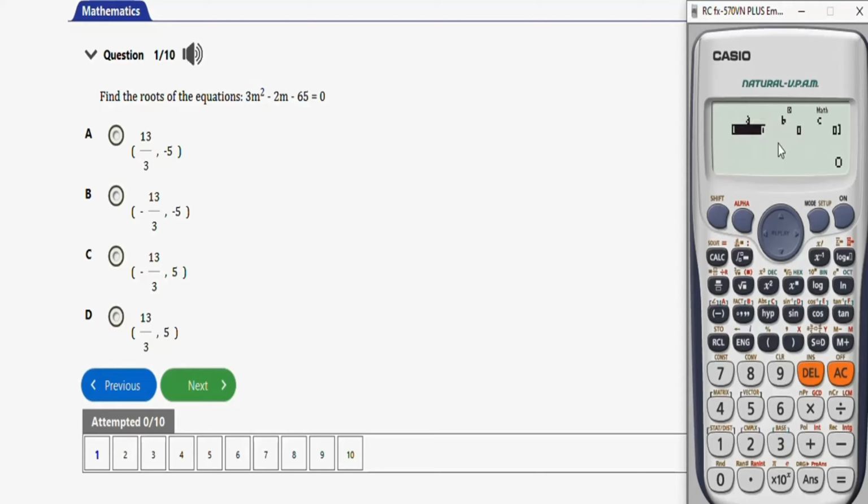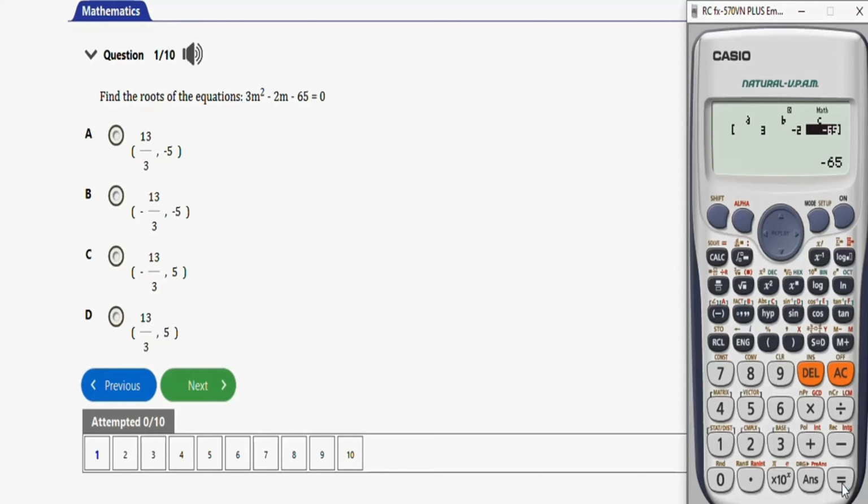Now in a quadratic equation, we have these variables a, b, and c. The a is the coefficient of the leading term. The leading term here is 3m squared, and its coefficient is 3. That will be our a. So press 3. Then b is the coefficient of the term following the leading term, which is minus 2m, so b is minus 2. Then the constant is minus 65. A constant does not have a visible variable attached to it. Always recognize the sign attached to it, guys. Very, very important.